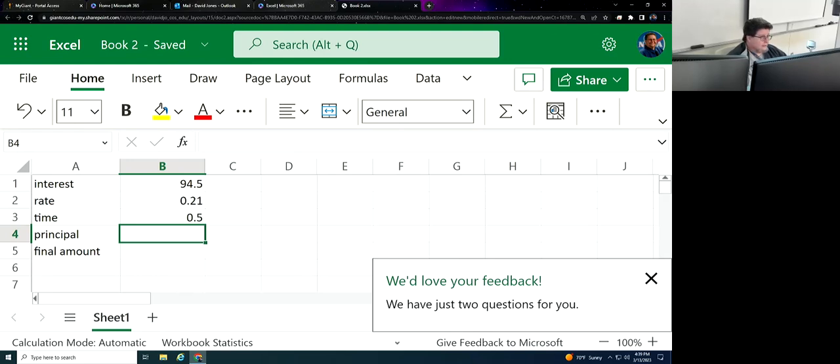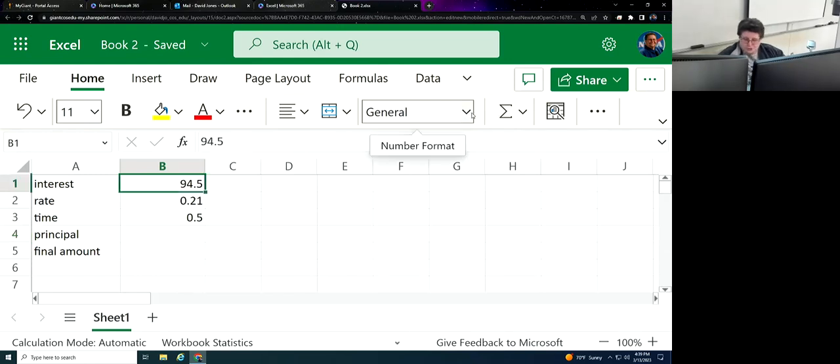It deletes it. When there's no zero, it takes it off on its own. So that's one thing I can show you.